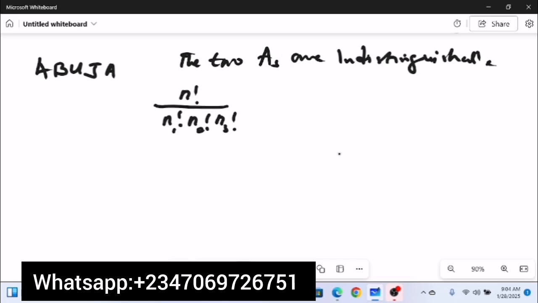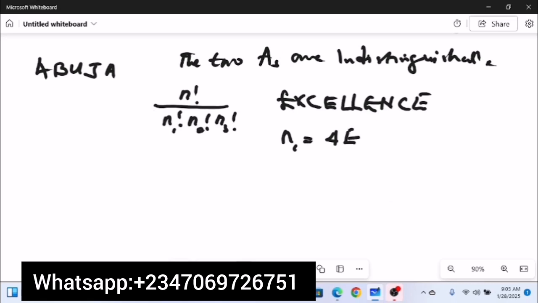n2 factorial means the total number of words that appeared a second time, and then n3 for the third one. For instance, in the word excellence, you see that I have 1, 2, 3, 4 E's. In excellence I have 4 E's, so you can simply say n1 is equal to 4E, because we have 4 letters E in excellence.